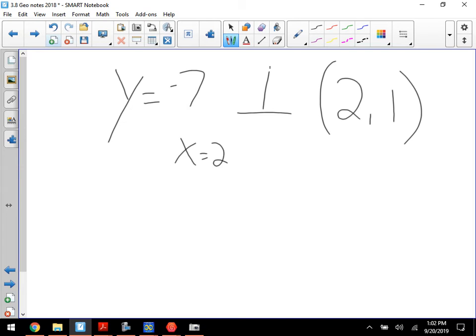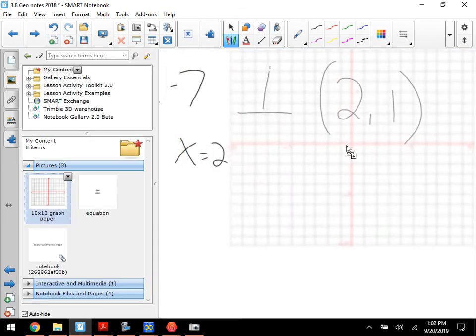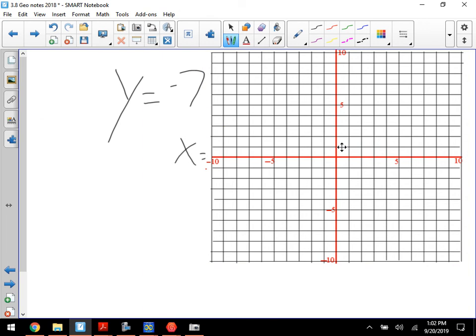All right. This is a really weird idea for people to think about because we're doing this conceptually versus formulaically. It's easier to think of this than just try to do some formula. Y equals -7. Well, that went through here at -7. The ordered pair that we have is (2, 1). I want to go through this point to be perpendicular here. Well, that means it's a vertical line that goes through that.